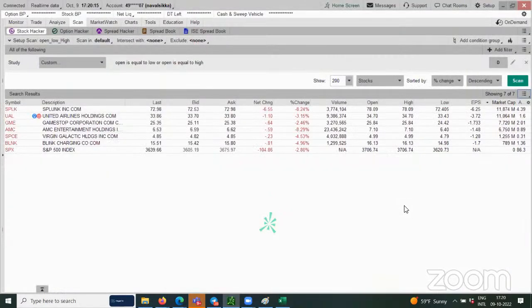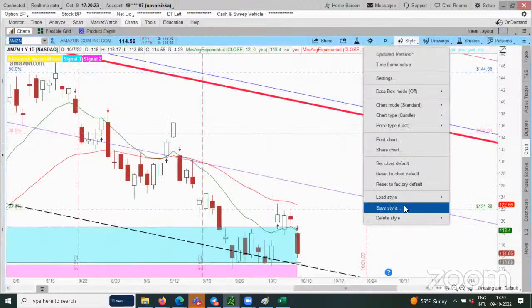So if you go to the charts, there is the option called style. You can save your chart pattern as your style, my chart pattern as my style. So later on, you can come and switch between your mode and my mode, or any other mode. Like if you have some other setup, you can switch between any of the setups you have. All right. So we covered that.